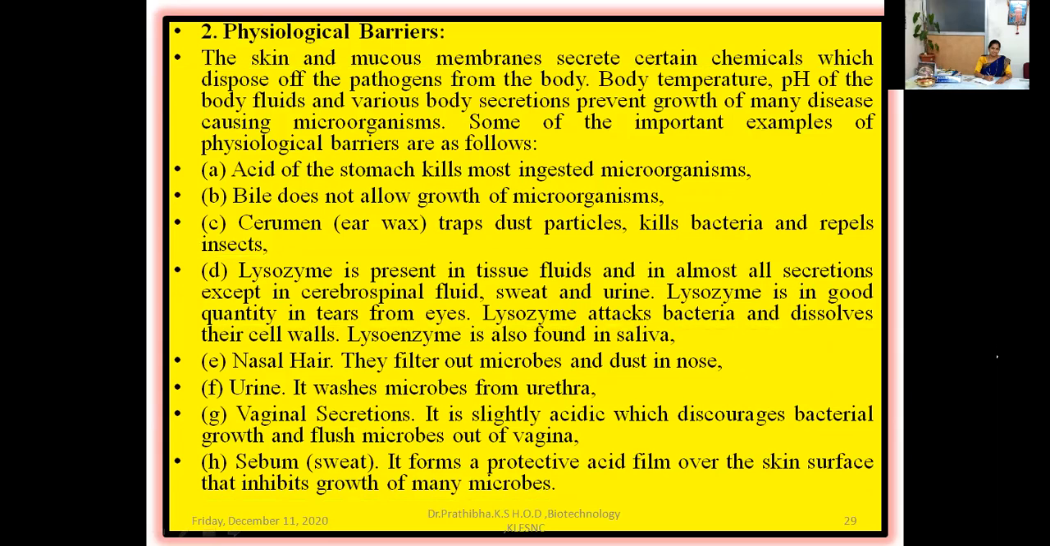Further, physiological barriers like the skin and mucous membranes secrete certain chemicals which dispose of the pathogens from the body. For example, body temperature, the pH of the body fluids, and various body secretions prevent growth of many disease causing microorganisms.